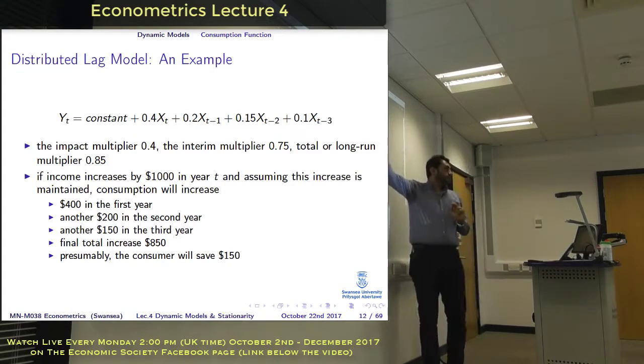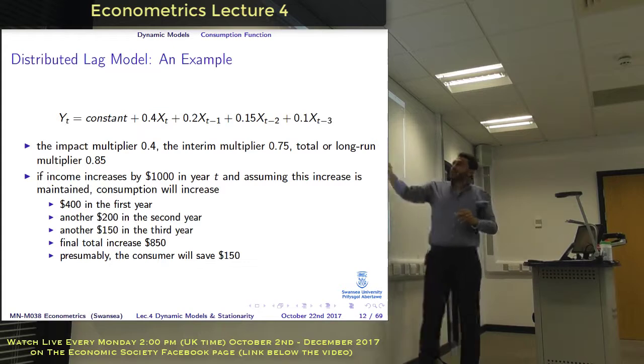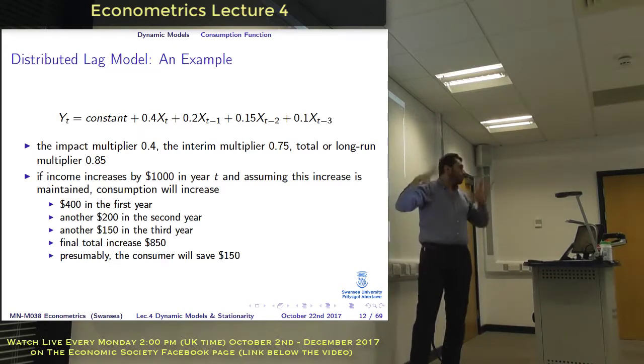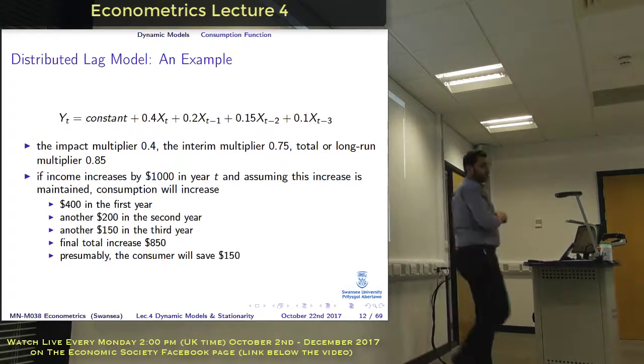It's up to here. Do you remember? So before the last one. So if you add the last one, this gives you the total or long run multiplier. So the final or the ultimate impact of a sustained change in XT, or in disposable income, will have this impact on the current consumption expenditure.